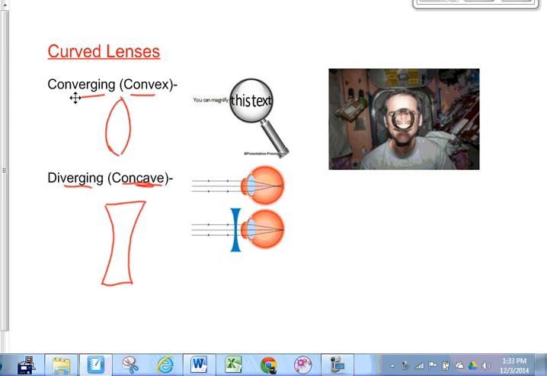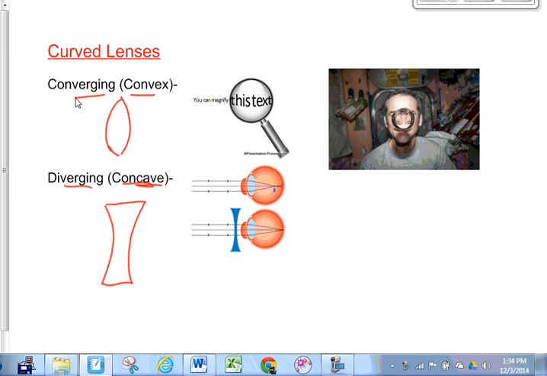To see why, sometimes with a particular type of lens that refracts light in a very predictable way, you get one image, but other times you get a different image. At the bottom you see concave or diverging lenses. The example that I have for that is eyeglasses.